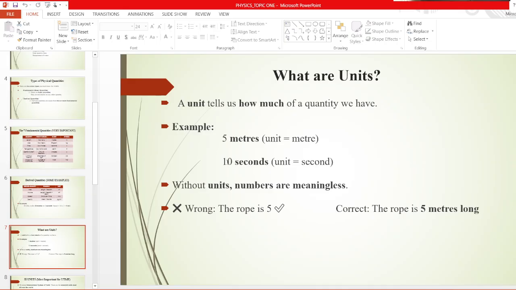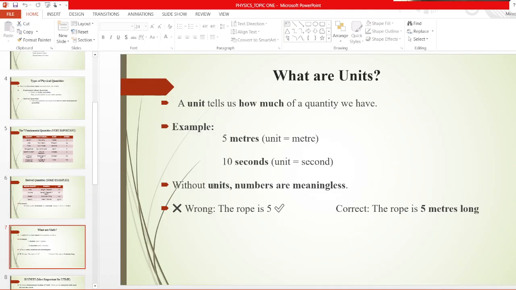It's telling us that the duration spent is 10 seconds. So if you are running and you run for 10 minutes, the unit there is minutes. You have run for 600 seconds. Please take note, it's very important.